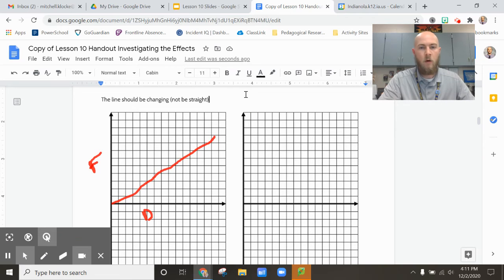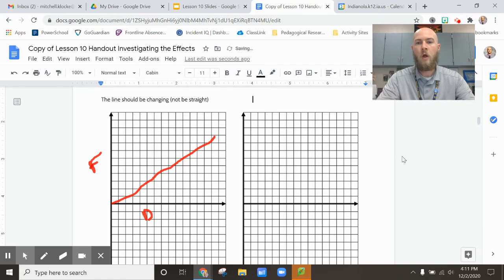Now let's think, what if our hypothesis was not supported? On this one, we'll tab over to this graph. What should our line look like then? Well, if our hypothesis is that our numbers are going to change, we should see our numbers stay the same in this graph. So the line should not be changing. Therefore, it should be straight.